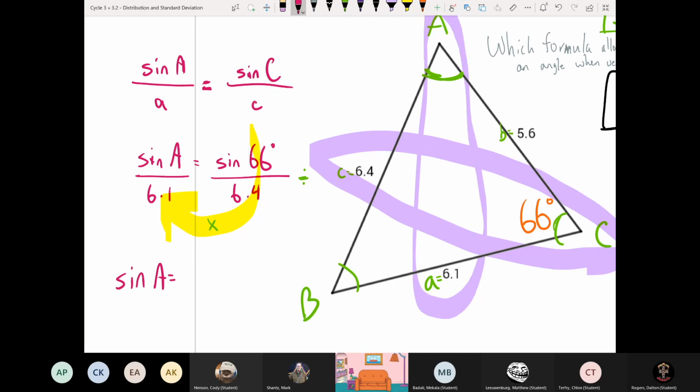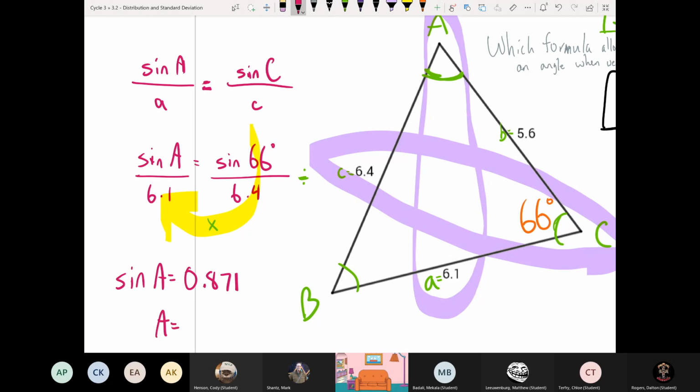It's going to be a number between 0 and 1. So I'll do sine 66 divided by 6.4 times 6.1, because we divide before we conquer. And then I get 0.87, and I'm going to round off. So this is going to be a 1, even though it's a 0 on my calculator. All right. So that is what sine A is equal to.